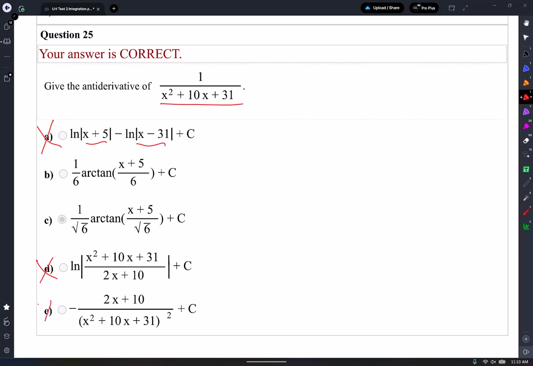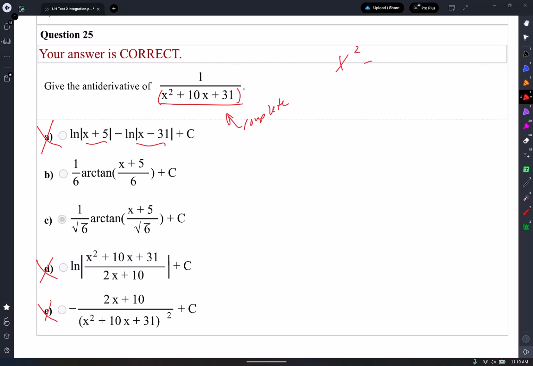Letter E is doing chain rule, taking this up, -1, and then taking a derivative like that, but that's not how it works. It's an arctan. Which one is it? Well, you got it correct, but let's figure it out. Complete the square. Because remember, the derivative of arctan is 1 over x squared plus 1. So I'm going to complete the square.